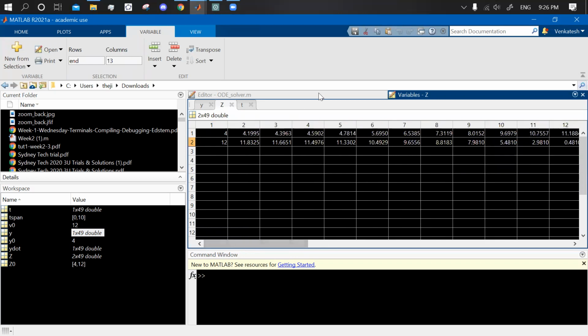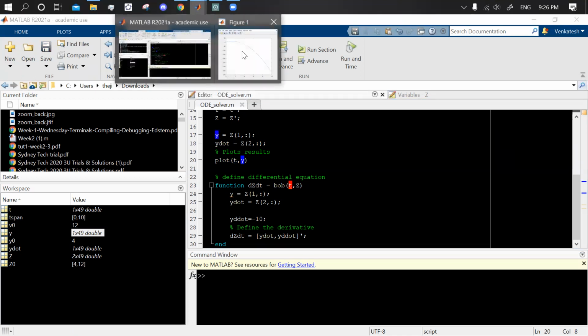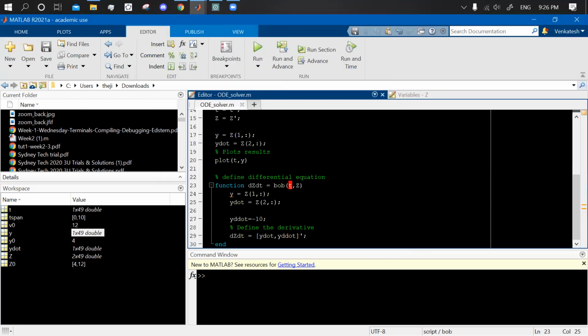So then what I'm looking for is only y, how y changes against time. That's just t against y, so t is the x-axis, y is the y-axis. When I plot it, it shows the ball falling. This is exactly what you expect, because the ball goes up a little bit and then it falls down. It'd be a war if it just kept going up.